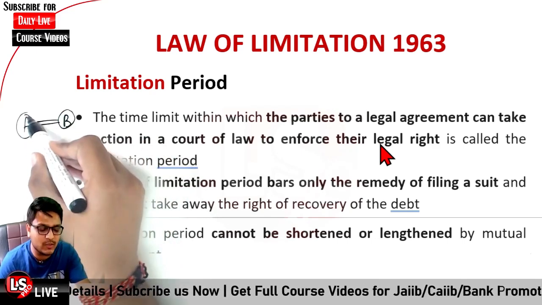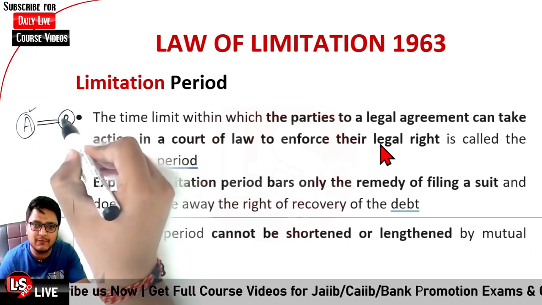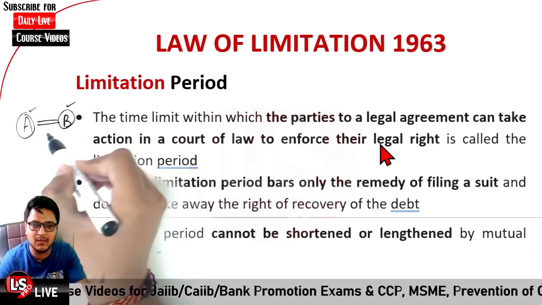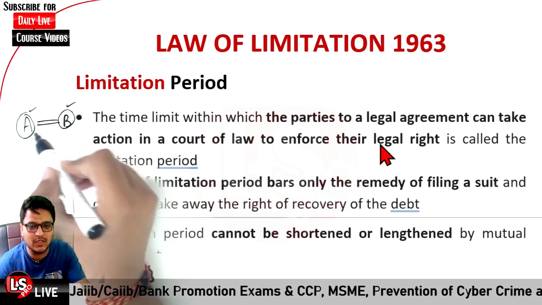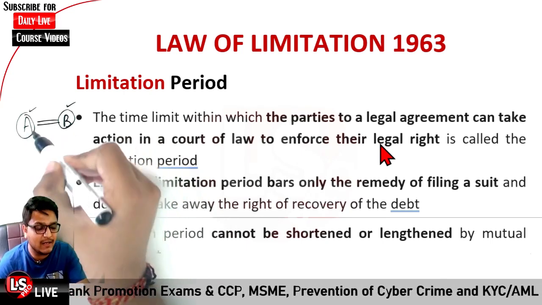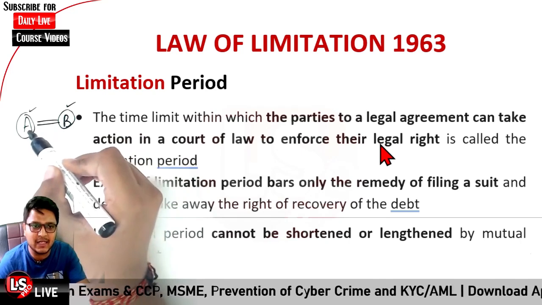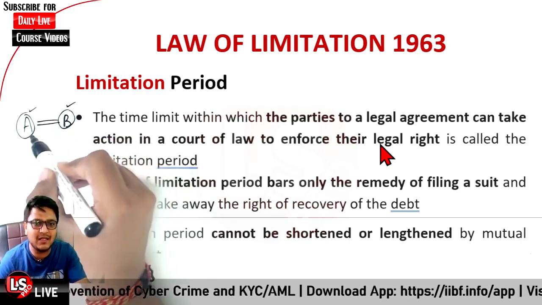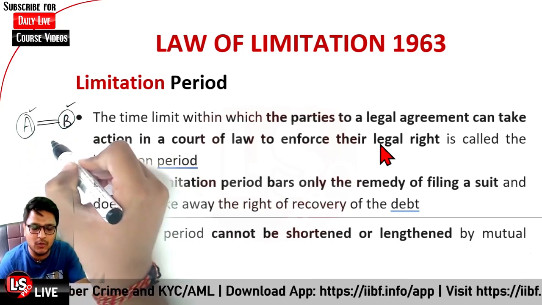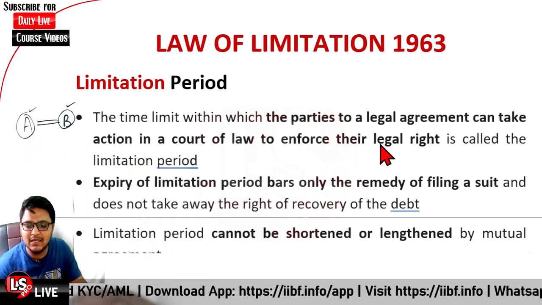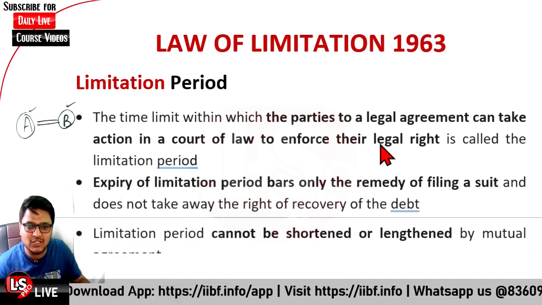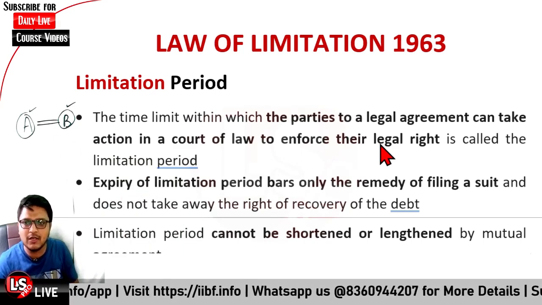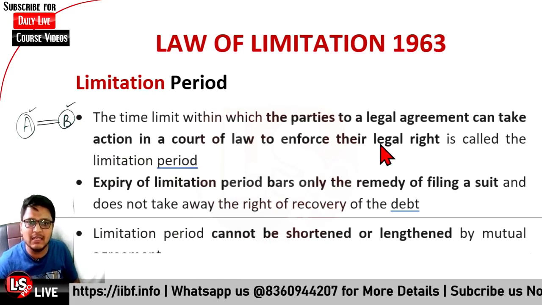So there must be some rights of A, and further there must be some duties of B. Okay, if A is the lender, B is the debtor, there must be some duties and there must be some rights. Okay, and further, limitation period is that time period during which the parties to a legal agreement can take action in the court of law to enforce their legal rights. So whatever rights are mentioned there in the agreement can be enforced in the court of law during that particular time period, called as limitation period.